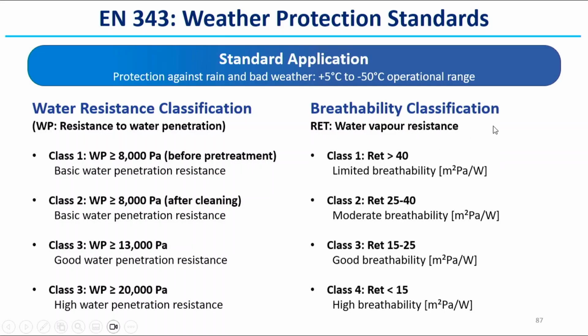Breathability classification, class 1, water vapor resistance should be more than 4, limited breathability, and for very high breathability it should be less than 15. So, that is RET should be less than 15, that means the resistance to water vapor should be there. So, accordingly we have to select which class we need.